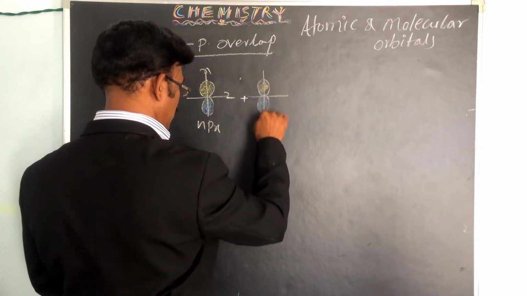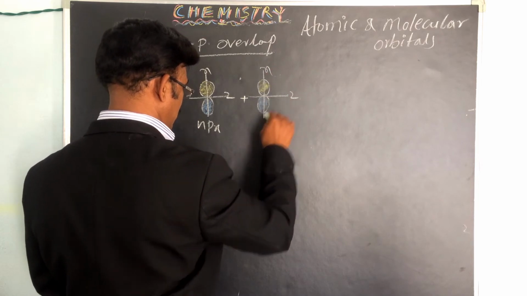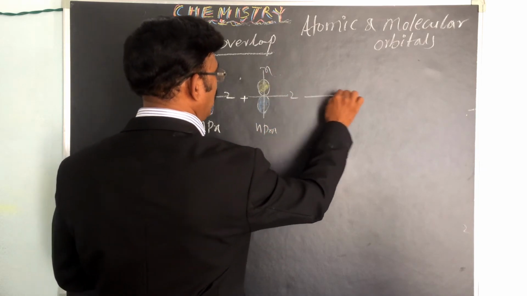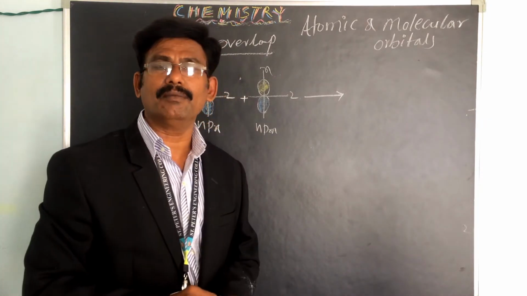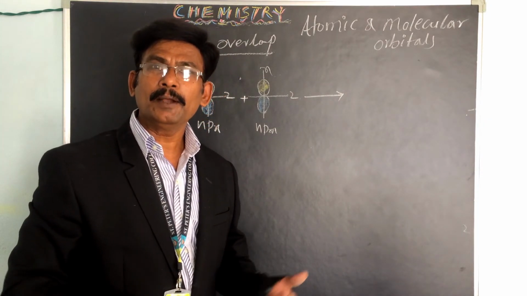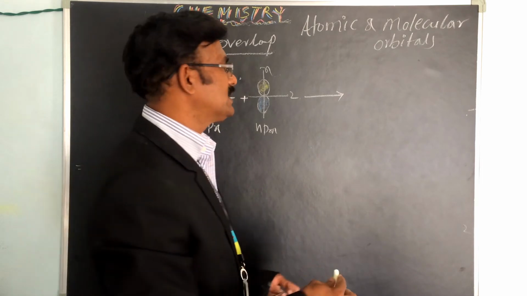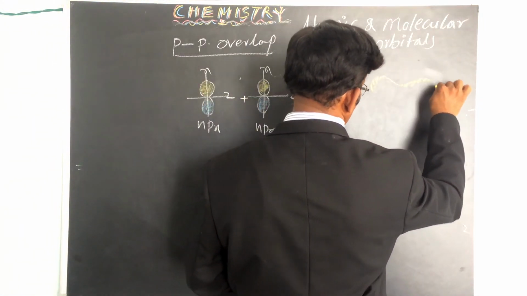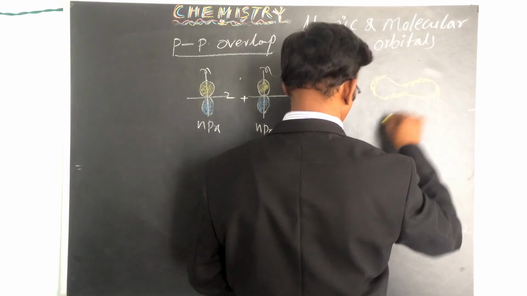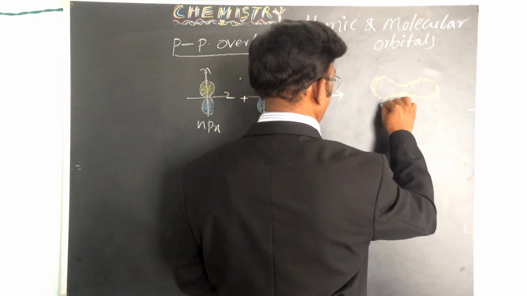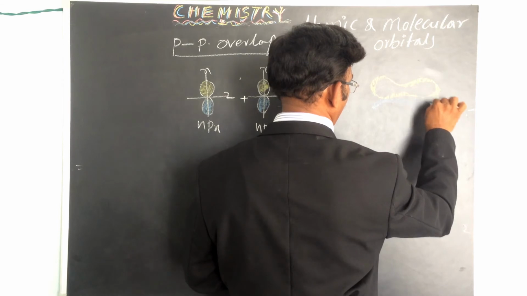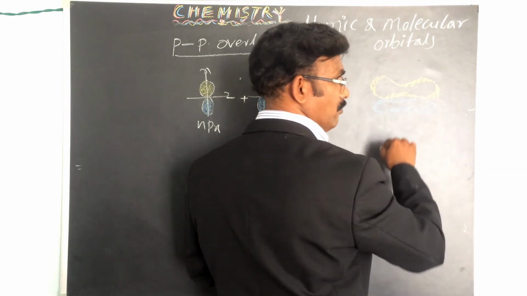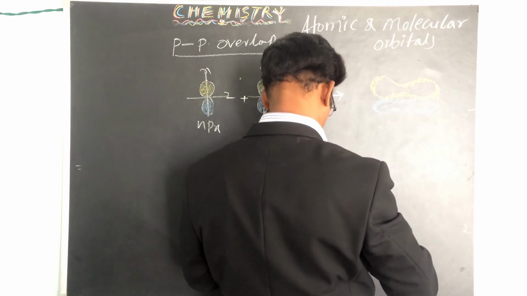X direction, Z direction. Okay, it is also NPX. And formation, how does it form? In bonding, bond formation takes place. The bond formation is like this.